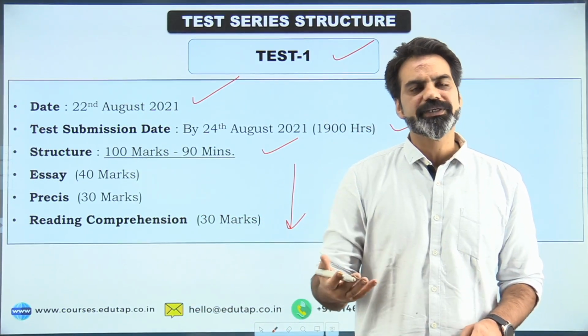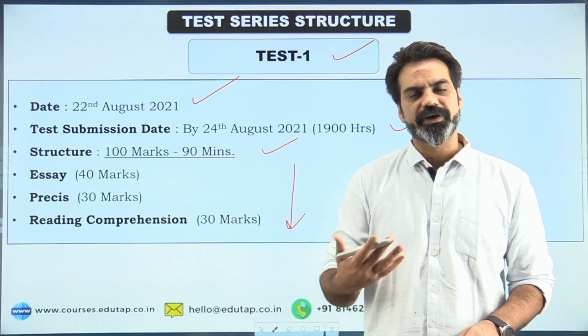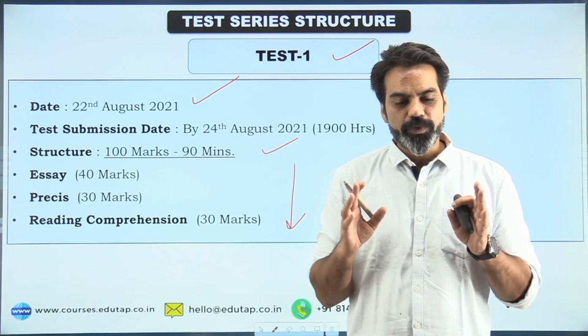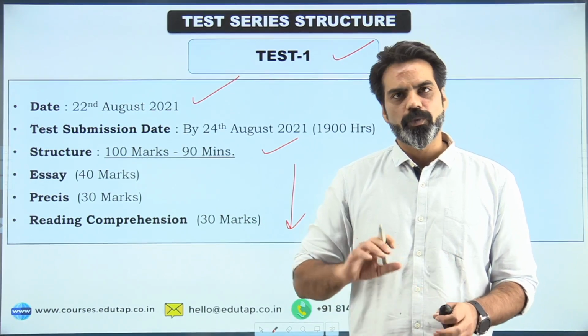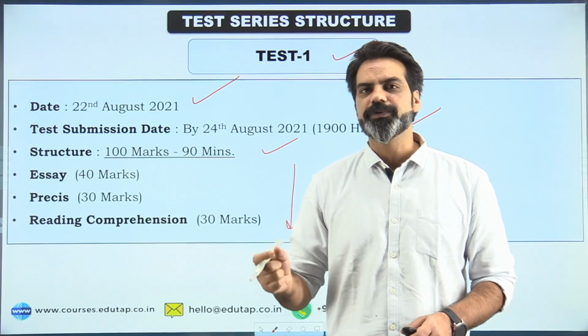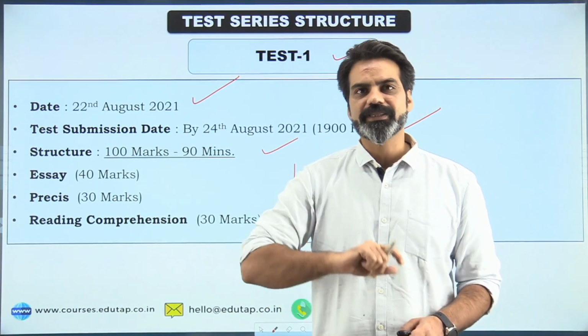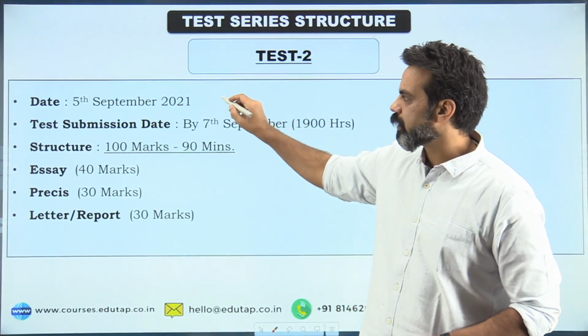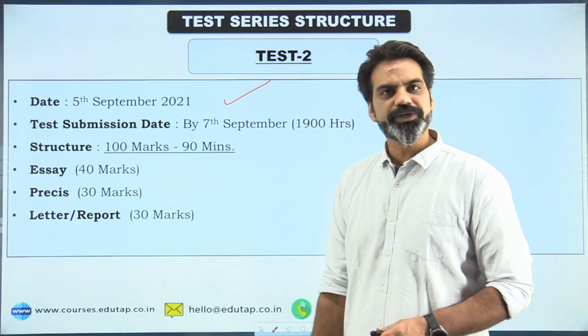I will be calling you and discussing your articulation, your draft with you, and I will share with you what you can do to improve your draft, and what mistakes are not to be made in future attempts. Then there will be another test, that is test number 2, that would be conducted on 5th of September 2021.